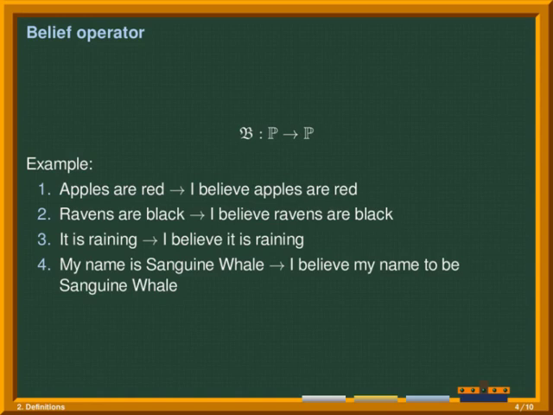Now, let's introduce the belief operator. The belief operator takes a proposition as input and returns whether or not the speaker believes it is true. For example, if we plug the statement, all apples are red, into this operator, it will return, I believe all apples are red. Note that the return statement is also a proposition in itself.